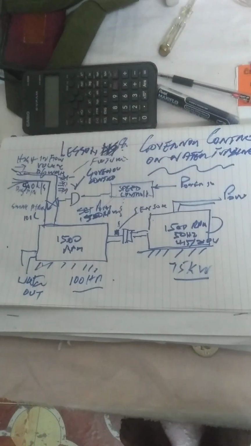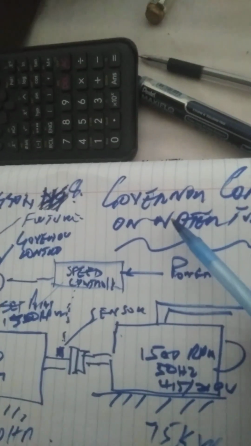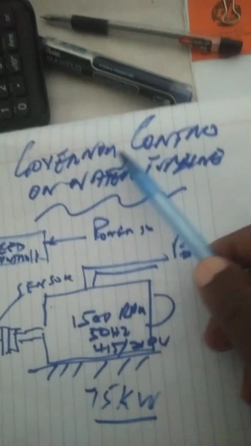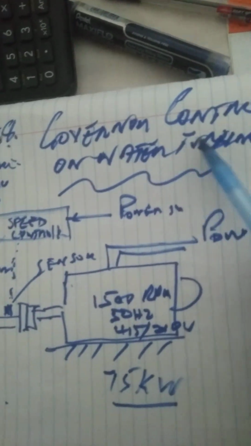You may be working on lesson number 8 now, the pico hydro and micro hydro. Now let's look at it. Today, remember, we talk about governor control on a water turbine.